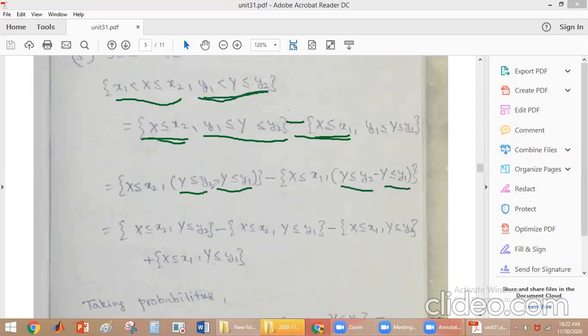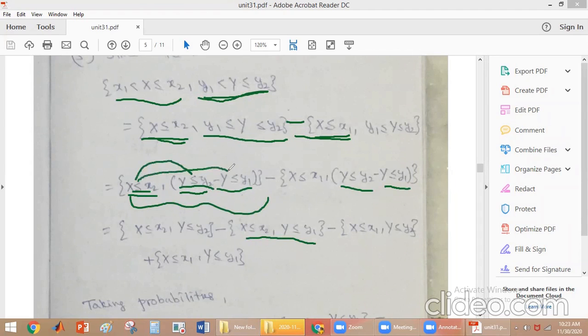Okay, now we separate this. We take x less than or equal to x2, y less than or equal to y2 minus x less than or equal to x2, y less than or equal to y1. Okay, this we are dividing into two parts, the x range and the y range.